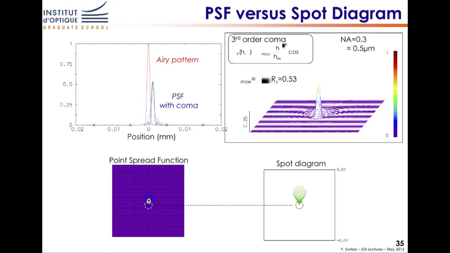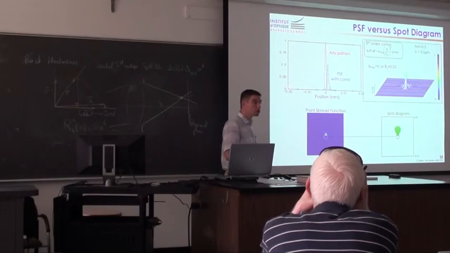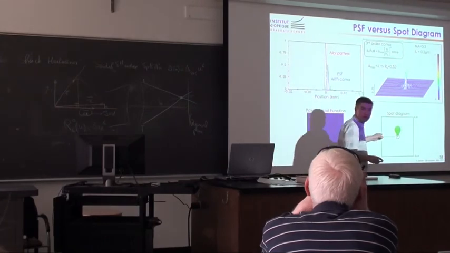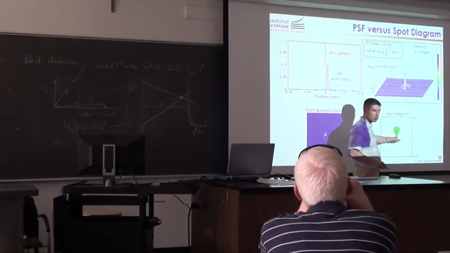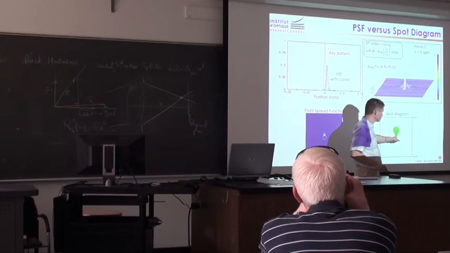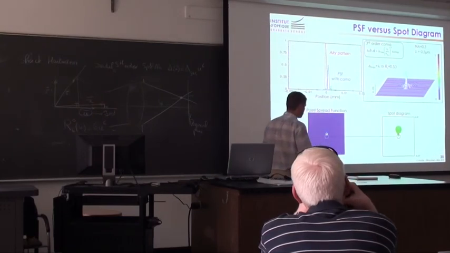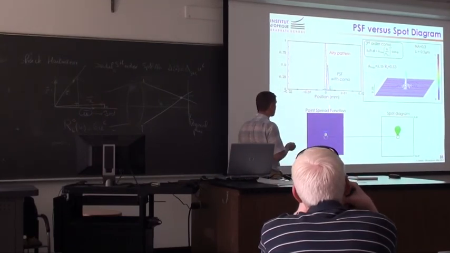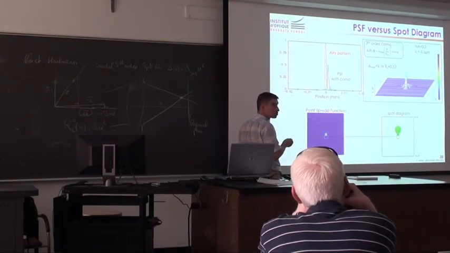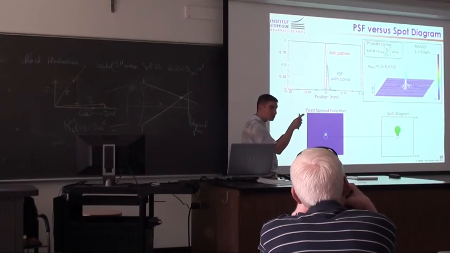Coma shifts the maximum from where it should be to another position. The center of the black circle should be where the image is if the system were perfect, the paraxial point. Indeed, the intensity is very poor here. If you want to find the maximum, you have to tilt a little bit.